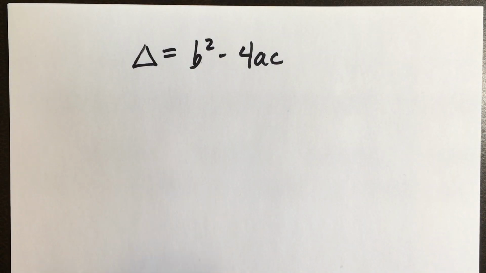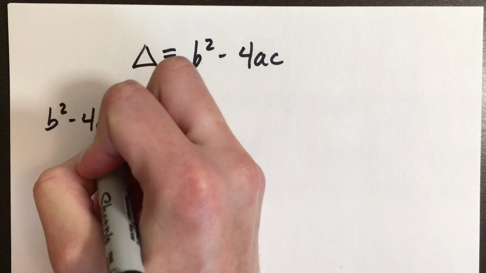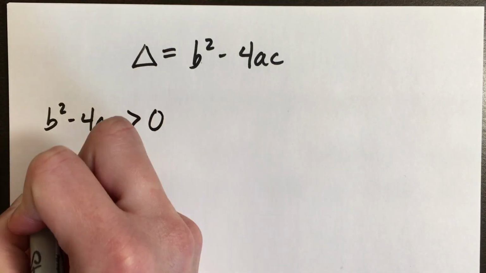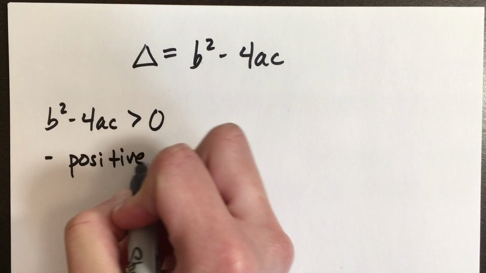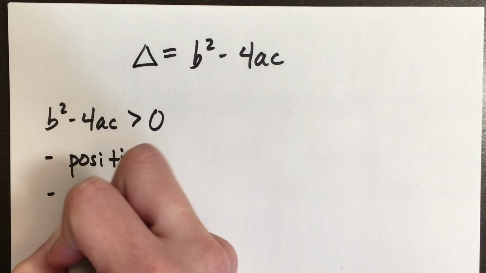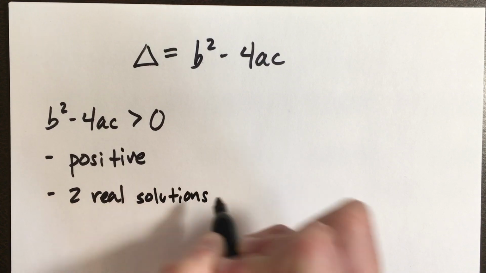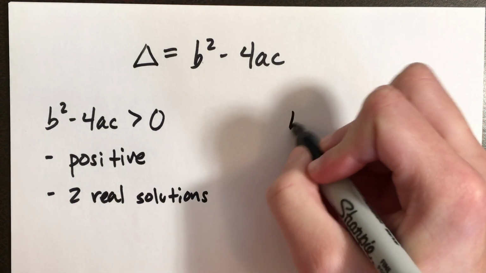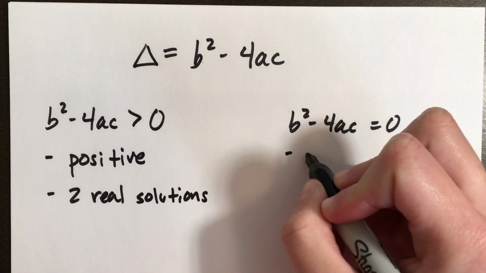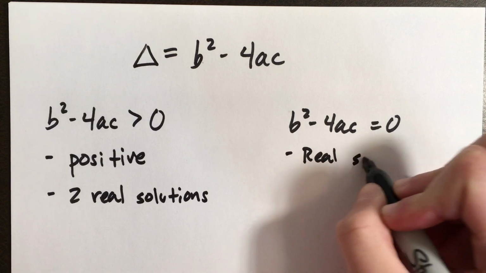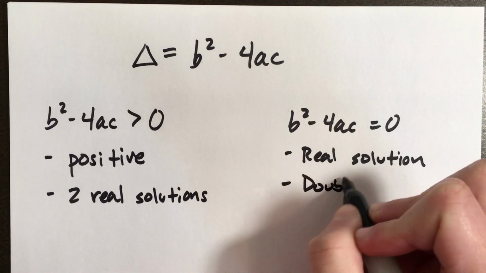When working with the discriminant, there are three possible situations that might arise. The first one is that the discriminant is greater than 0, and this means that it is positive, and that there are two real solutions. The next one is when the discriminant is equal to 0. This means that there is one real solution, and also that it has a double root.